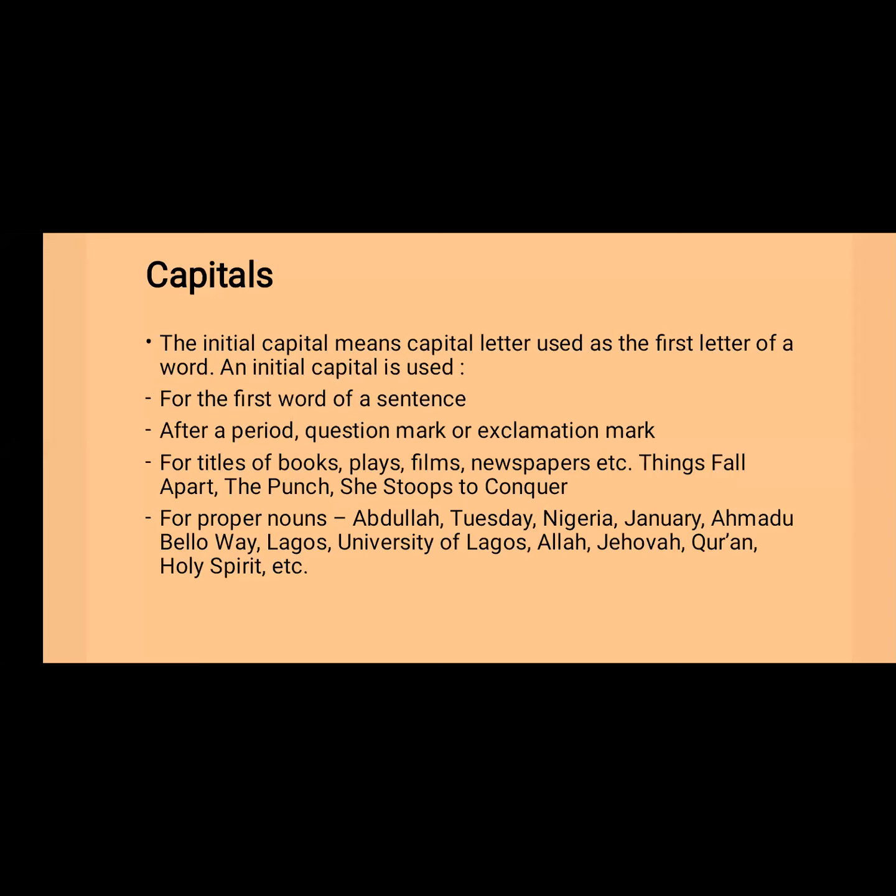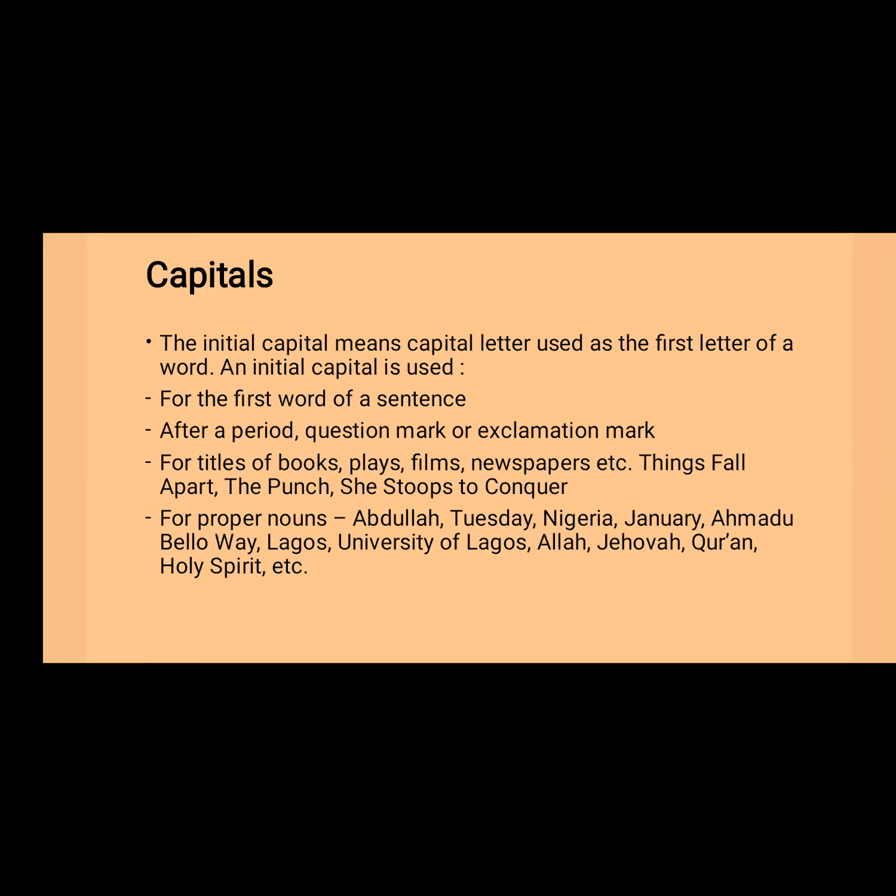She Stoops to Conquer is actually a book, a drama book written by, is it Charles Dickens now? I think so. She Stoops to Conquer is the title of a book. So She, capital S, Stoops, capital S, to, small t, because it's a preposition, you would not capitalize a preposition. Then Conquer, capital C. So let's take note of that. Those are some of the ways by which we use initial capital.